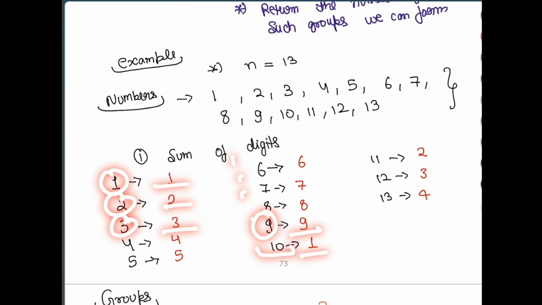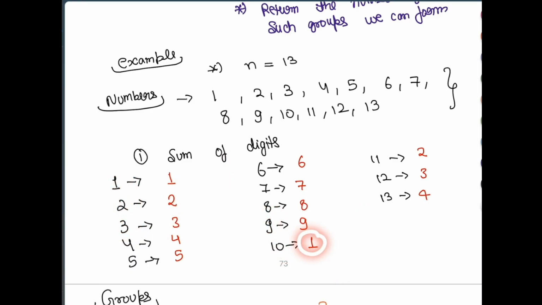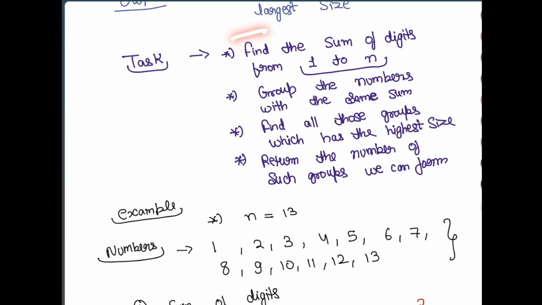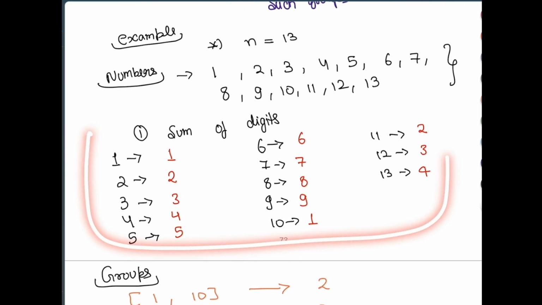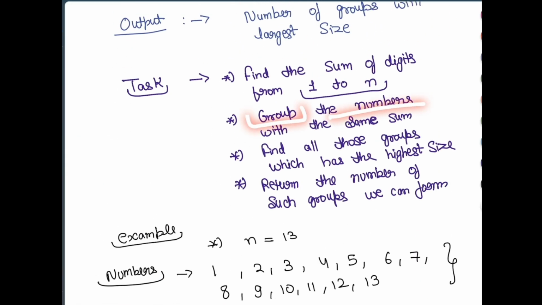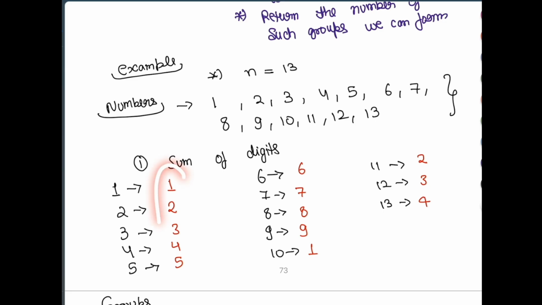Then for 10 it is 1, because for 10 we have 1 and then we have 0, so the sum of the digits is 1 plus 0, which is 1. For 11 it is 2, for 12 it is 3, for 13 it is 4. For 13 I can say 1 plus 3, right? So it is 4. So we have completed task number 1, which is finding the sum of the digits from 1 to n. Next we need to create groups. We need to group the numbers with the same sum. Now out of these sums, you need to find which numbers have the same sum.